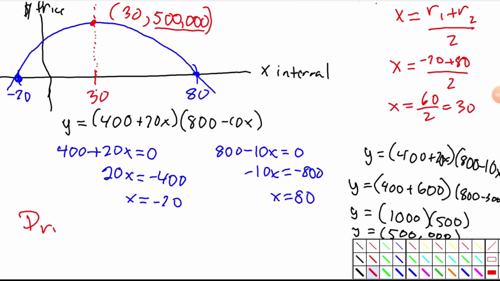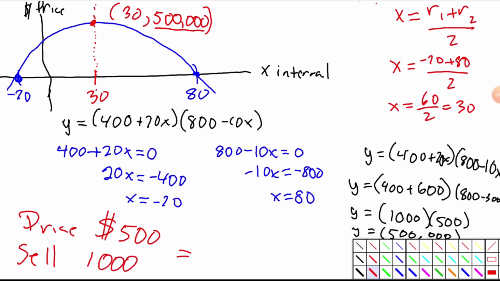So I want to sell, the price of the phone should be $500. That's the best price to sell this phone, because that's going to be 30 times. And then if we do that, we will sell 1,000 phones, which equals total sales of $500,000. Pretty fun little math problem.